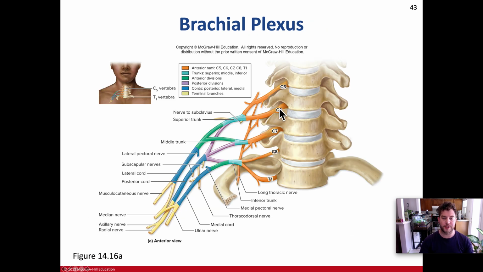So here's what your brachial plexus looks like, again, just from C5 to T1. You can see, like I was saying, they join, and then they split, and then they're going to join down there somewhere, and they're going to split again. It's very, very confusing.